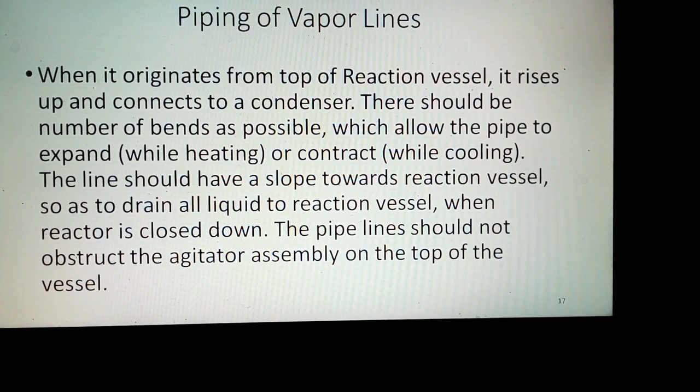Piping of vapor lines, when it originates from top of reaction vessel, rises up and connects to a condenser. There should be as many vents as possible, which allow the pipe to expand while heating or contract while cooling. The line should have a slope towards reaction vessel, so as to drain all liquid to reaction vessel when reactor is closed down. The pipe line should not obstruct the agitator assembly on the top of the vessel.